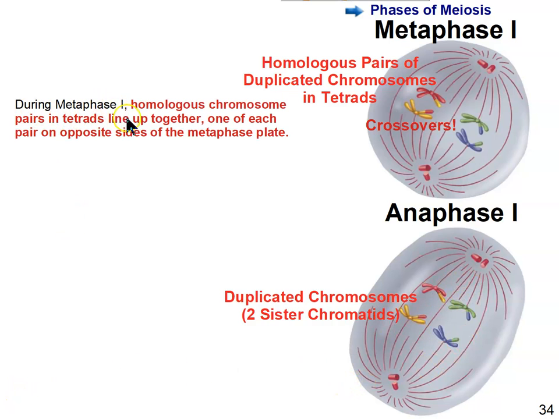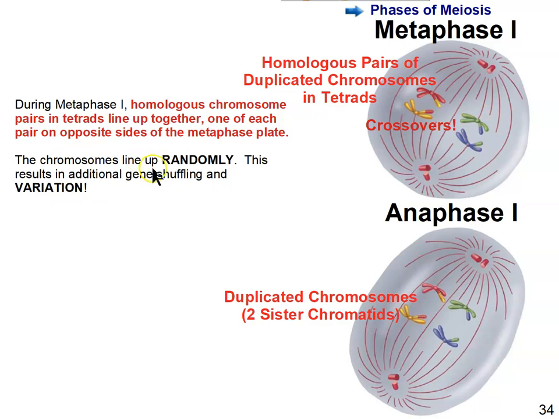So during metaphase I, homologous chromosome pairs in tetrads line up together, one of each pair on opposite sides of the metaphase plate. So that's what we're seeing here. And the chromosomes line up randomly. And that's significant. I've got that in all caps and bold because that also results in an increase in variation through this process of meiosis that increases the variation in the gametes, because it's totally random how these chromosomes line up during metaphase. So it results in greater variation.